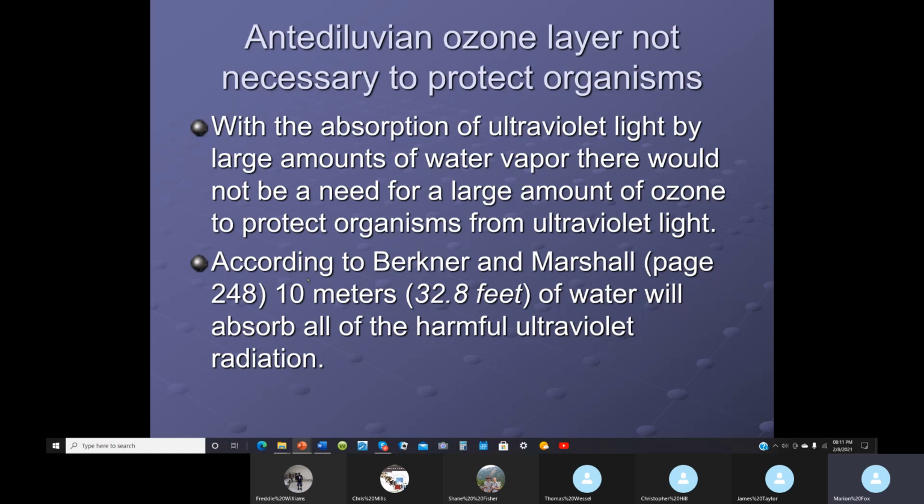Now we theorized at least twice, maybe 3 times the barometric pressure. So if we had 3 times the barometric pressure, we'd have 64 feet, 20 meters. But Berkner and Marshall claimed 10 meters would absorb all the harmful ultraviolet radiation. If we had 20 meters, we'd sure enough absorb all the harmful ultraviolet. We wouldn't have any ultraviolet radiation to mutate us. UV light can mutate us as well as carbon-14 can mutate us. Questions or comments? What I'm developing here is that this water vapor canopy would protect us from mutations. That is, antediluvian men, pre-flood men, would not be mutated.